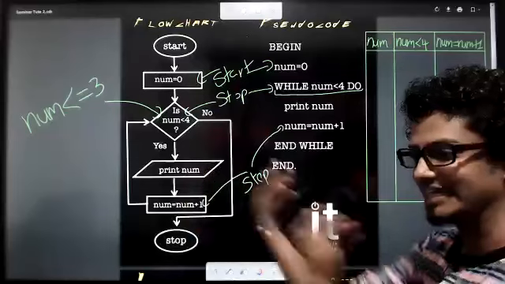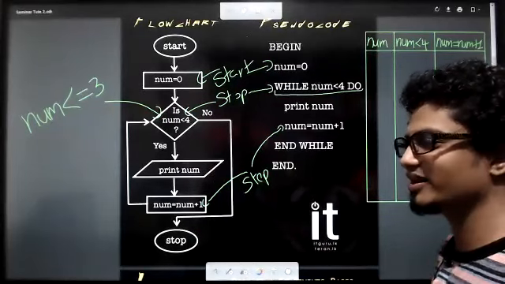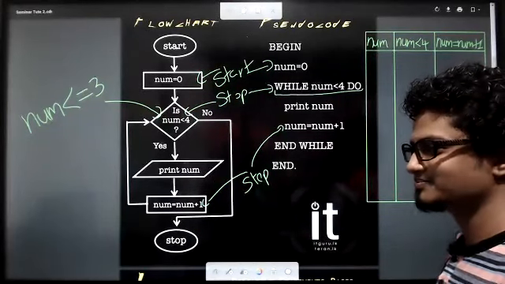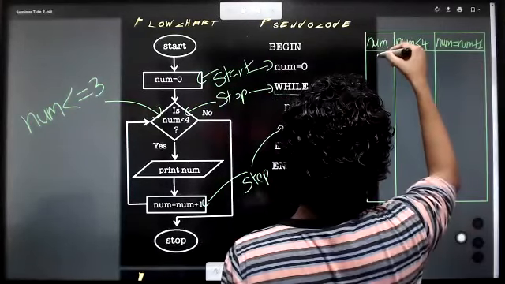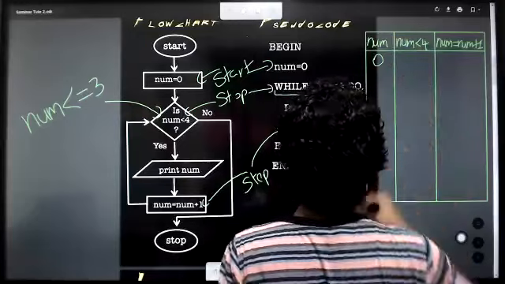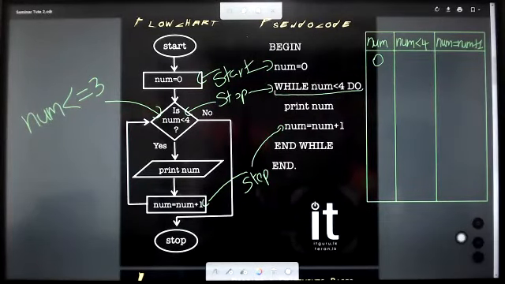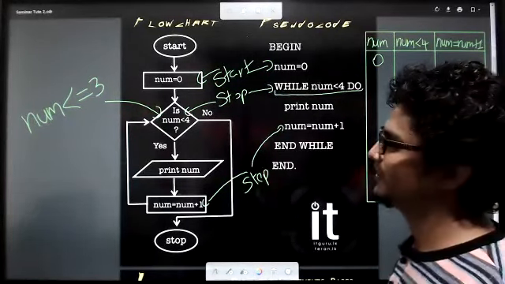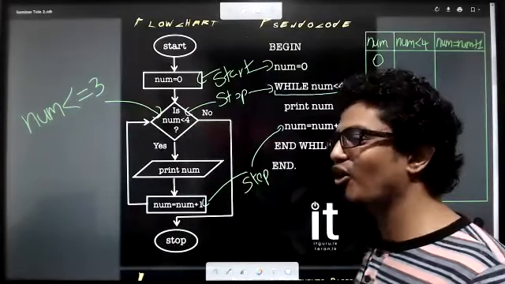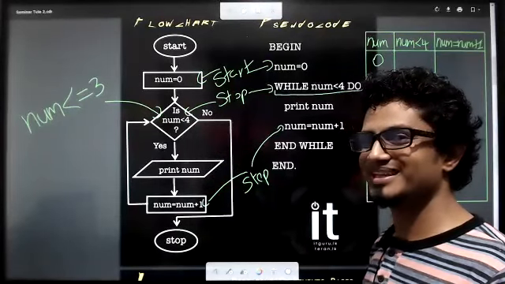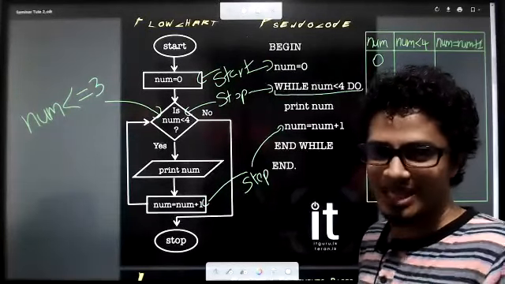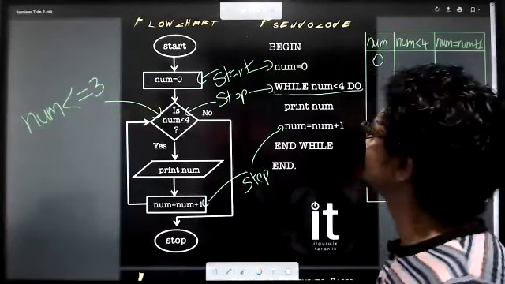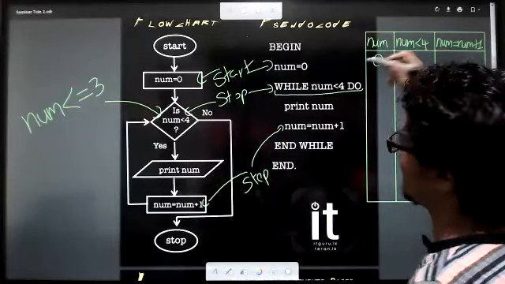Because you are interacting. If the interaction is not there, there is no point of learning. So now, here 0. Num equals 0. And then, is num less than 4? True or false, kids? True, no? Because 0 is less than 4. So I'm saying true. Now I'm going step by step.